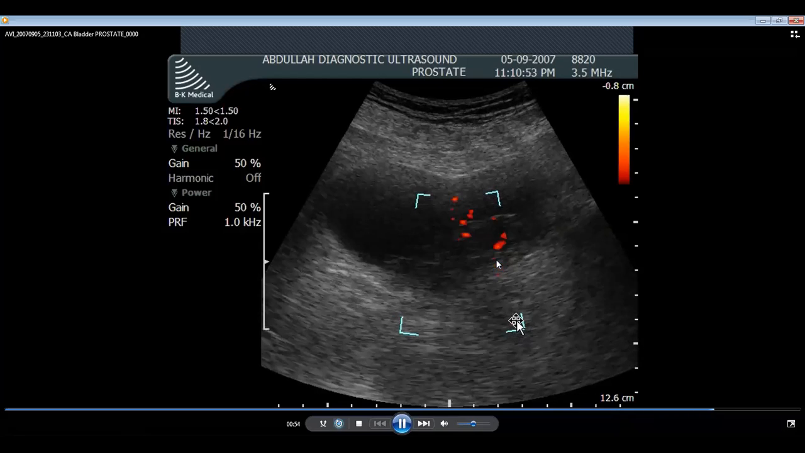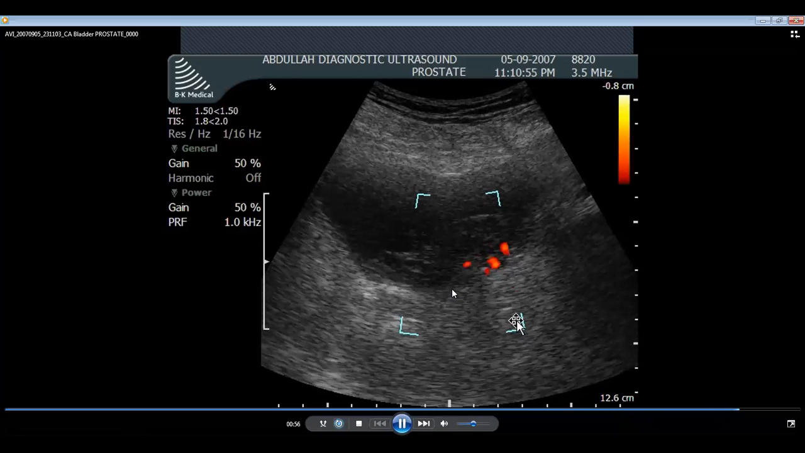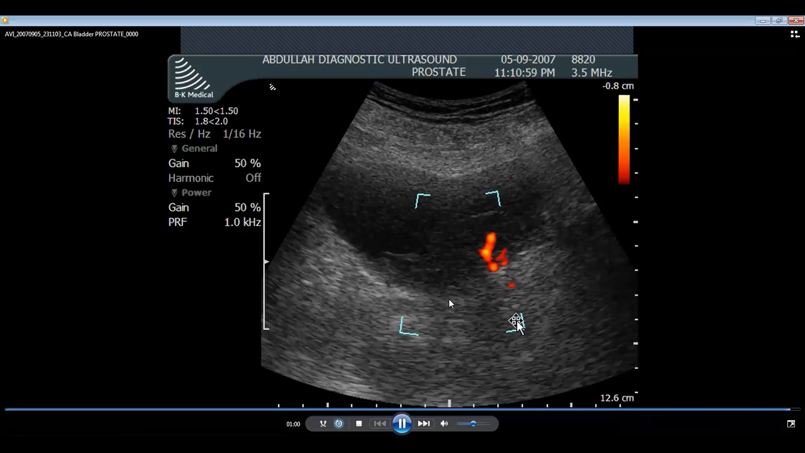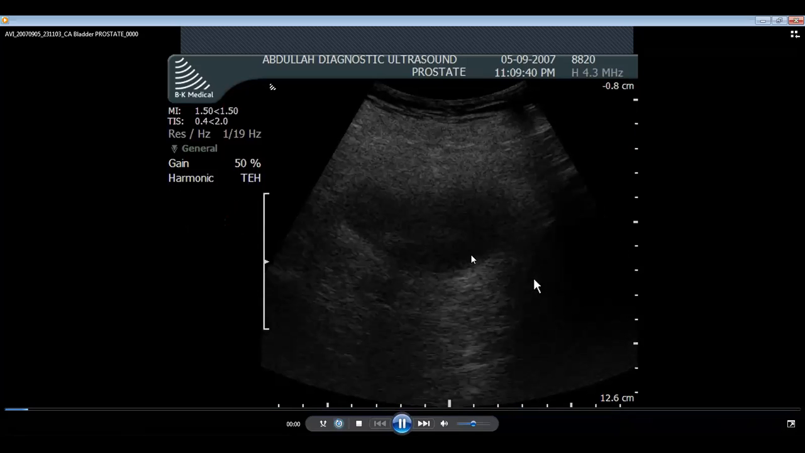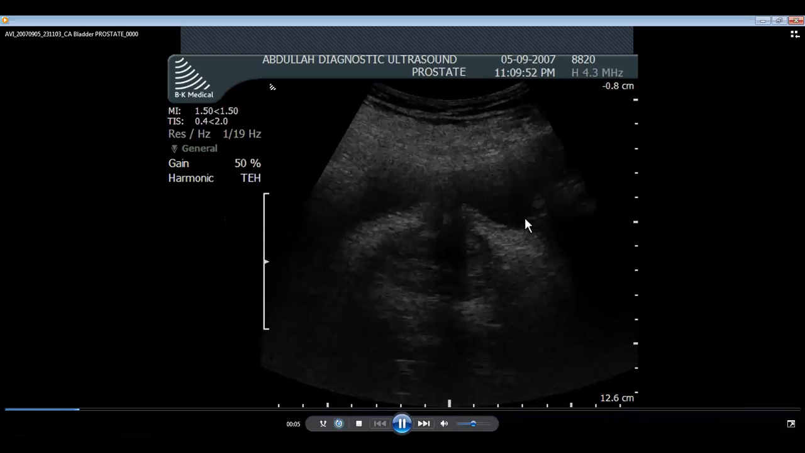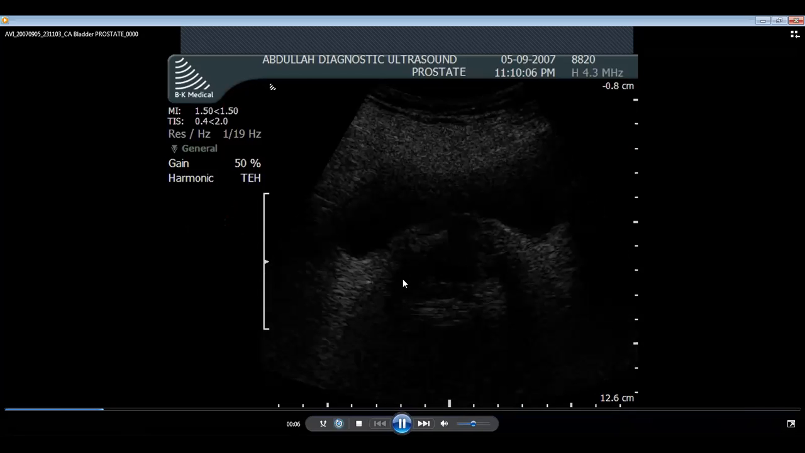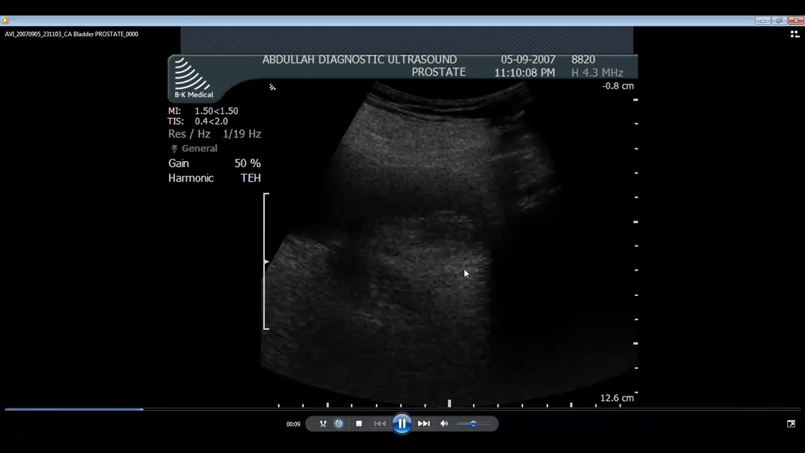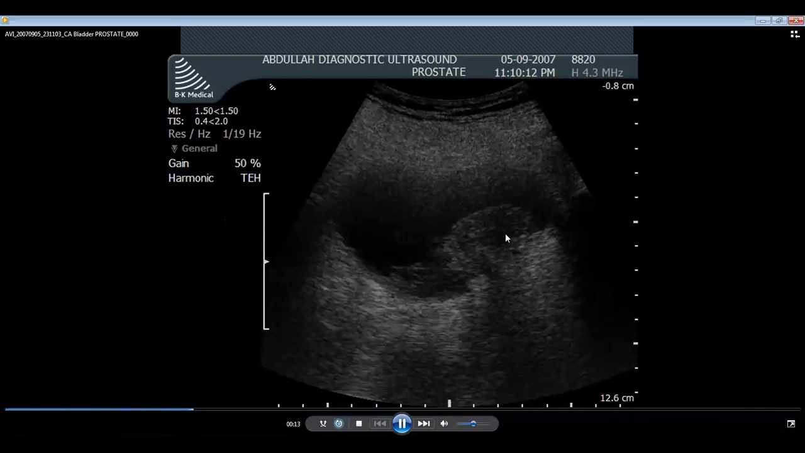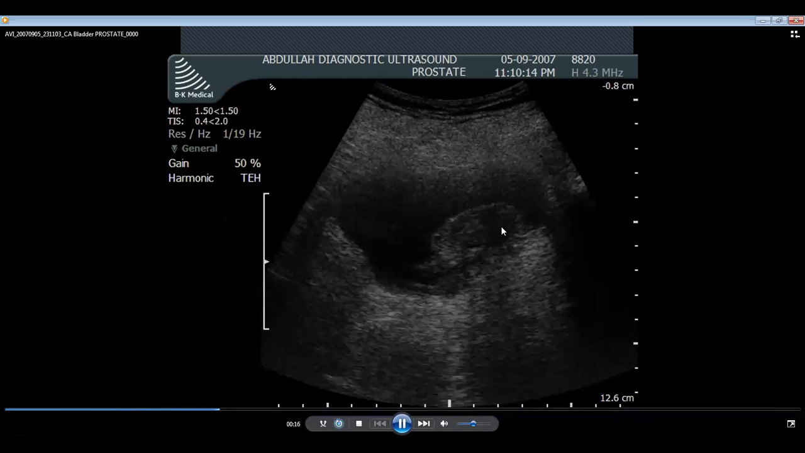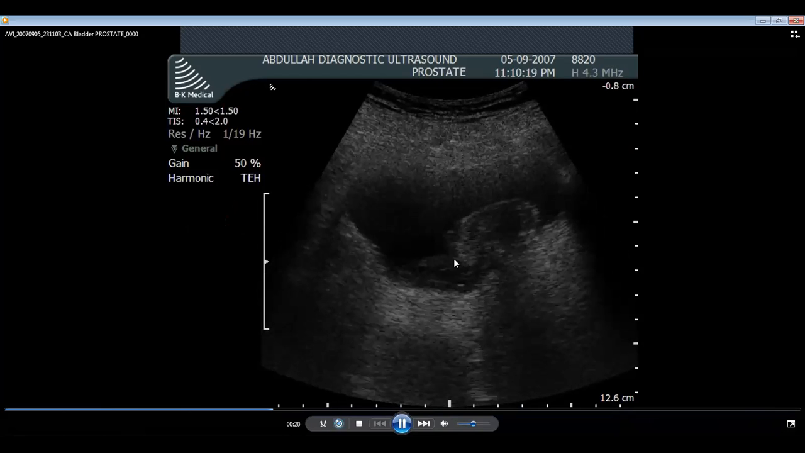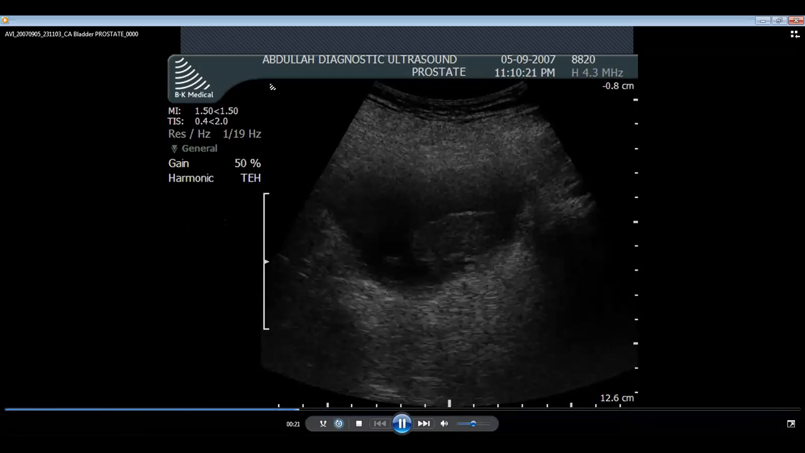There you see the blood flow within the growth. And these patients usually either present with painless hematuria or just incidentally we find this growth projecting itself into the bladder, and the patient had no problem, no complaints whatsoever. This is how a growth will appear.